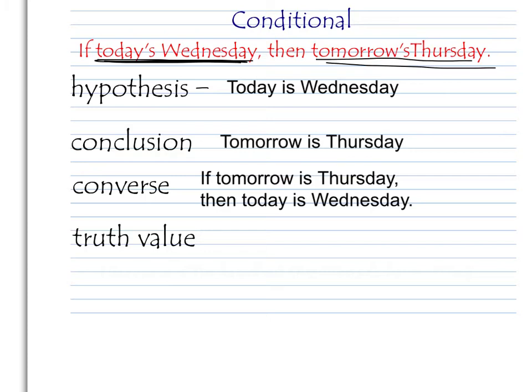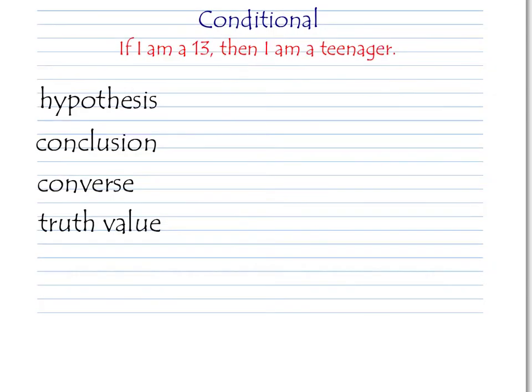So the original statement, if today is Wednesday, then tomorrow is Thursday, I think you'd agree that that is always a true statement. Now what about the converse? In this case, the converse says, if tomorrow is Thursday, then today is Wednesday, and that also happens to be true. Now just because a statement is true doesn't mean its converse is true, and I'm going to show you an example of that. So here's another example.